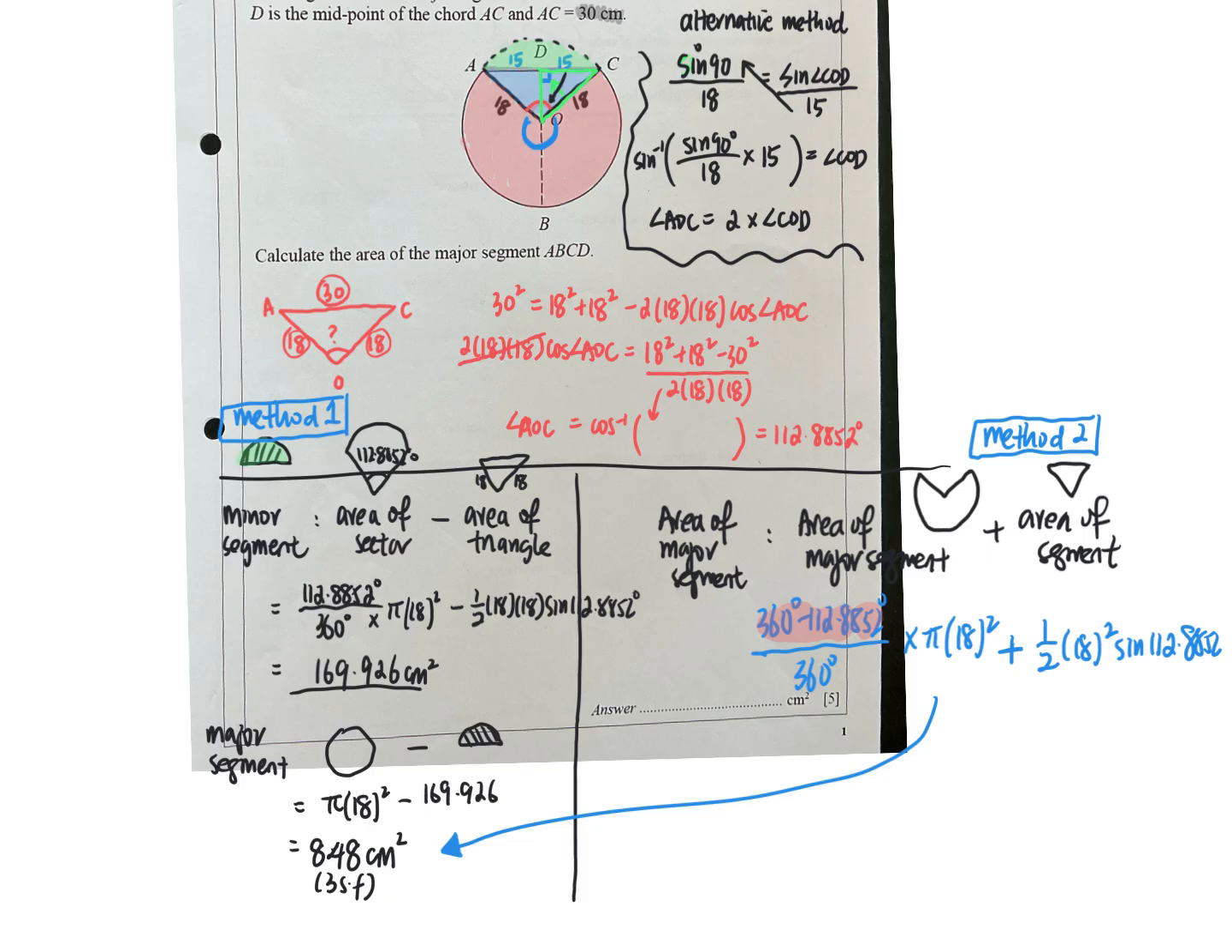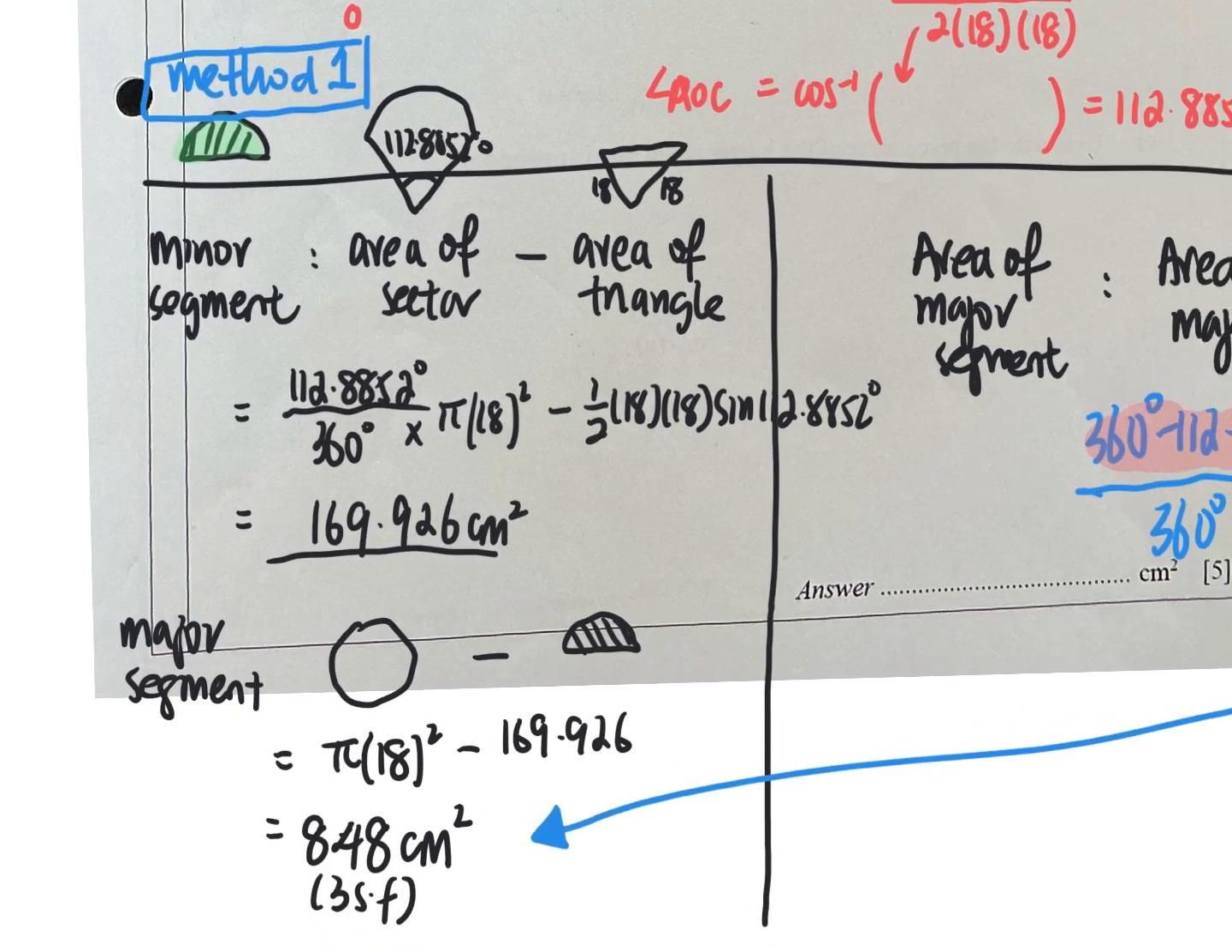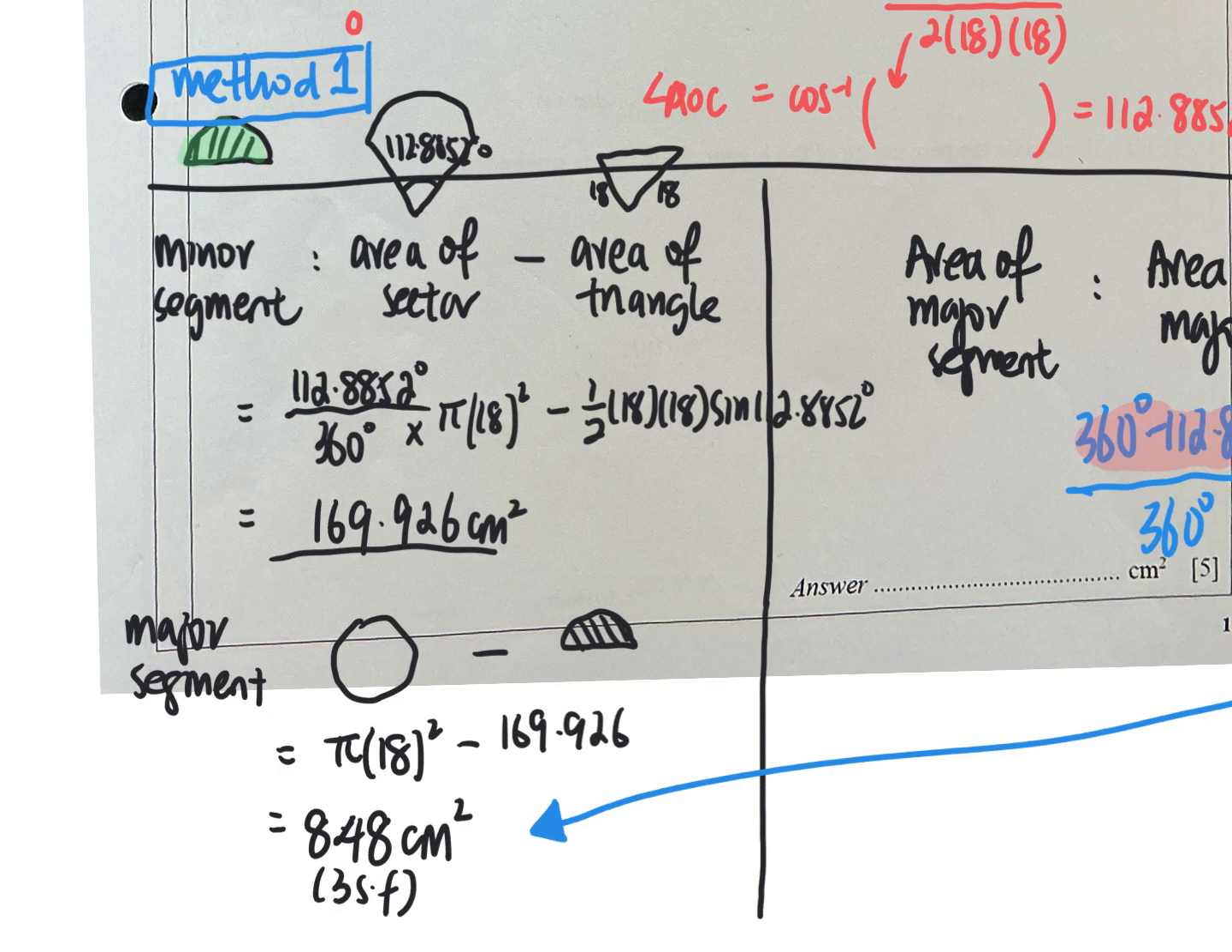Why is the answer different? Oh, because your mode is different. Must be degree mode. If your answer is different, maybe your calculator is in radian mode, so be careful, you must check. On top must be D, cannot be R.